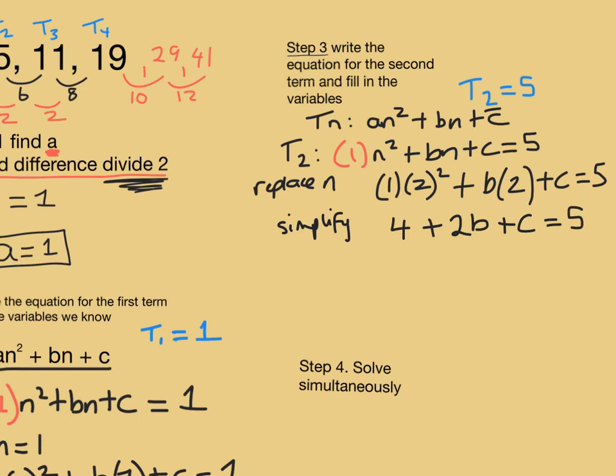Now again, to tidy this up, you can use the balancing method or you can use the loop method. So I get 2b plus c equals, when I bring that 4 across, 5 minus 4, which gives me 1. And that's the first part of this question.